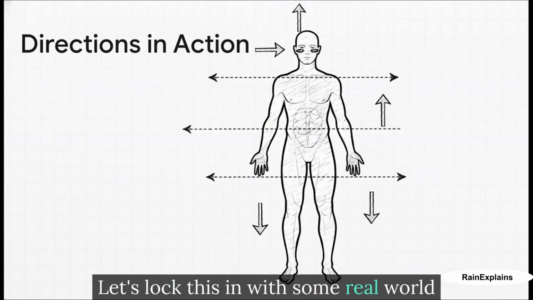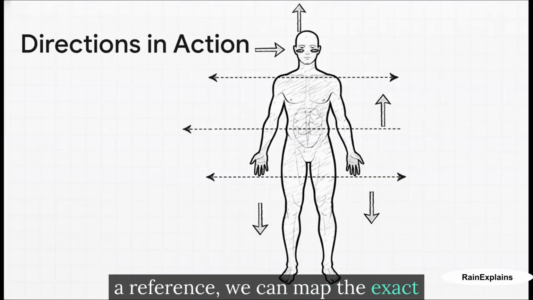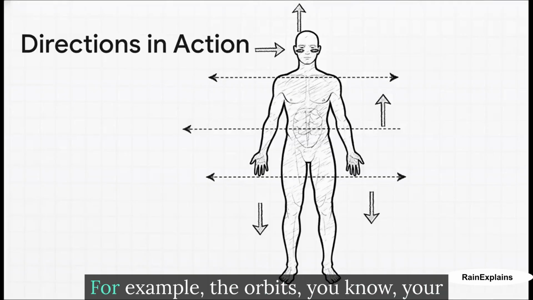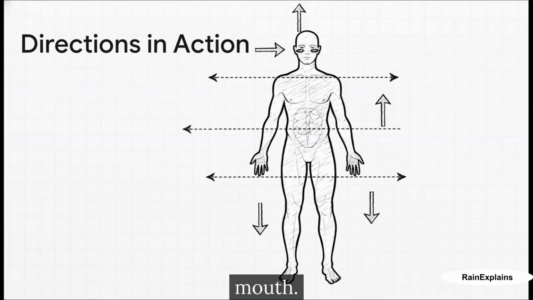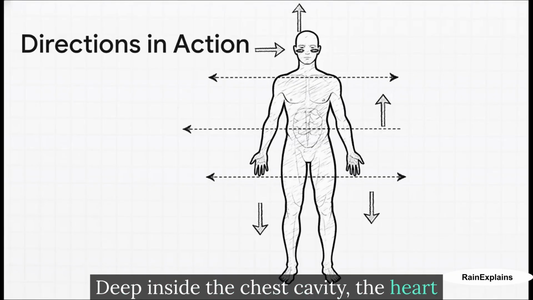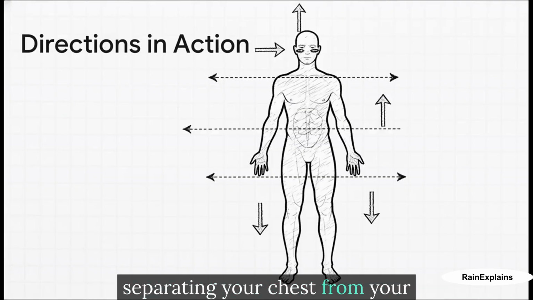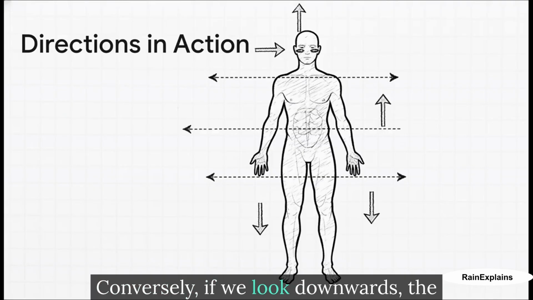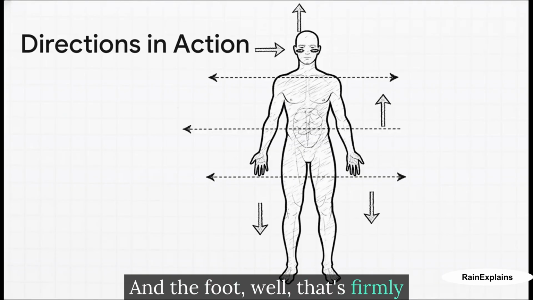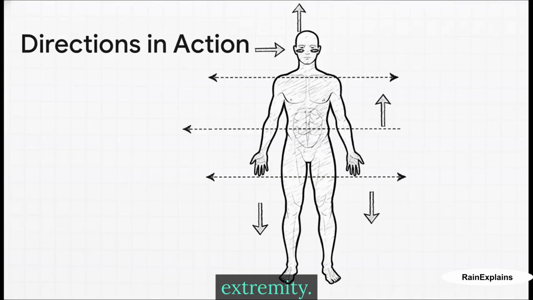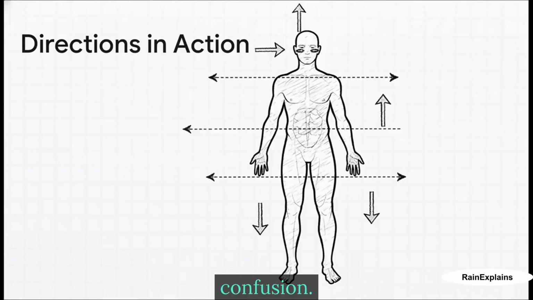Let's lock this in with some real-world anatomy. When we use the transverse plane as a reference, we can map the exact relationships between body parts. For example, the orbits, your eyes, are superior to the oris, your mouth. Deep inside the chest cavity, the heart is superior to the diaphragm, which is that big dome-shaped muscle separating your chest from your abdomen. Conversely, if we look downwards, the pelvis is inferior to the abdomen. And the foot, well, that's firmly classified as part of the inferior extremity. It's this beautifully precise language that literally leaves no room for clinical confusion.